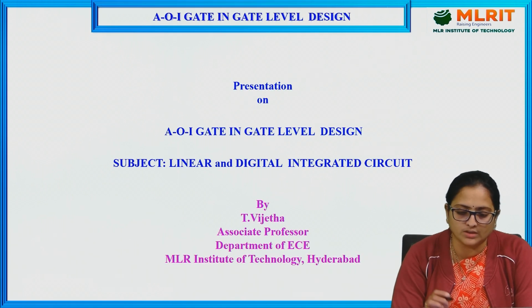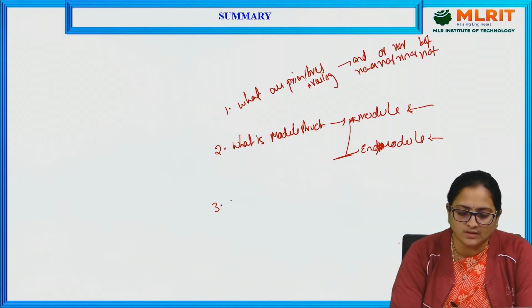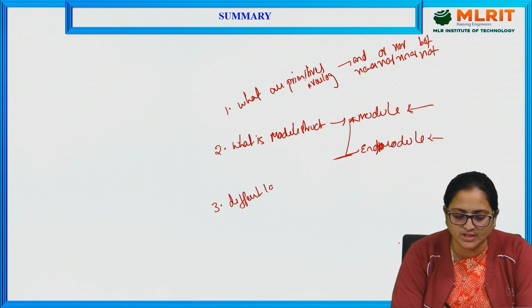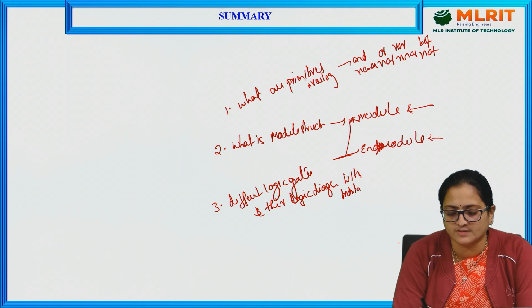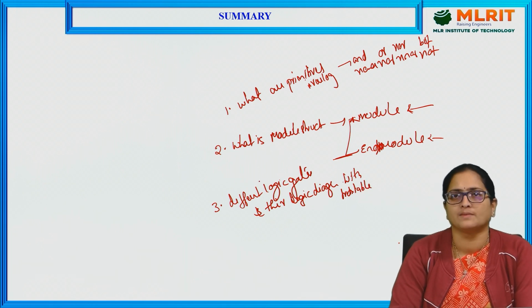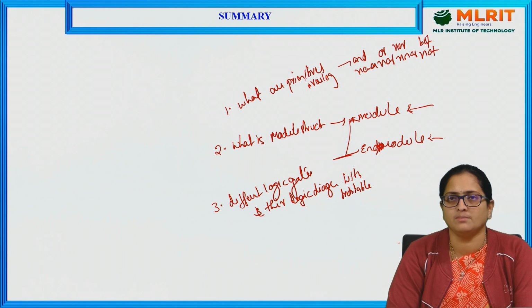And the third one is what the different logic gates and their logic diagrams with truth tables are, which we have discussed in this video. In the next video, we'll see some examples.